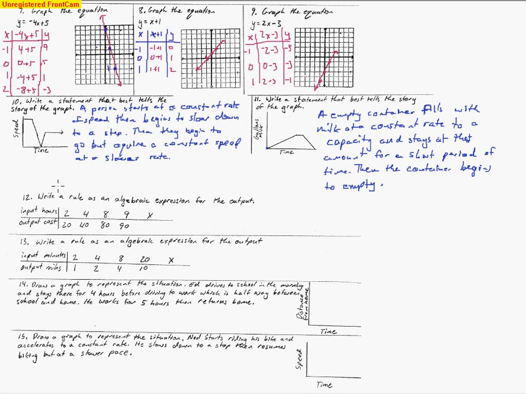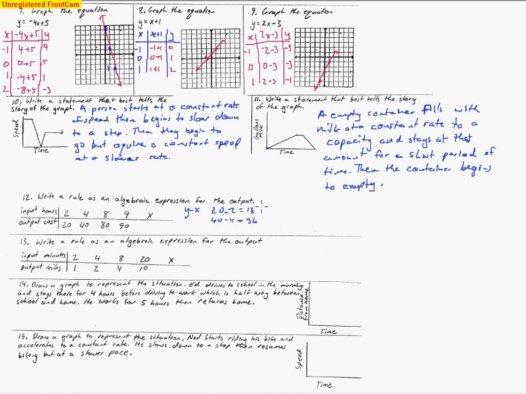This asks us to write a rule for the algebraic expression. So what we want to do is look for either a common difference or a common ratio. Right away, when I look for the common difference, I see 20. When I look at common differences, I'm doing y minus x. And I see 20 minus 2 equals 18 when I subtract these two numbers. And then 40 minus 4 gives me 36.